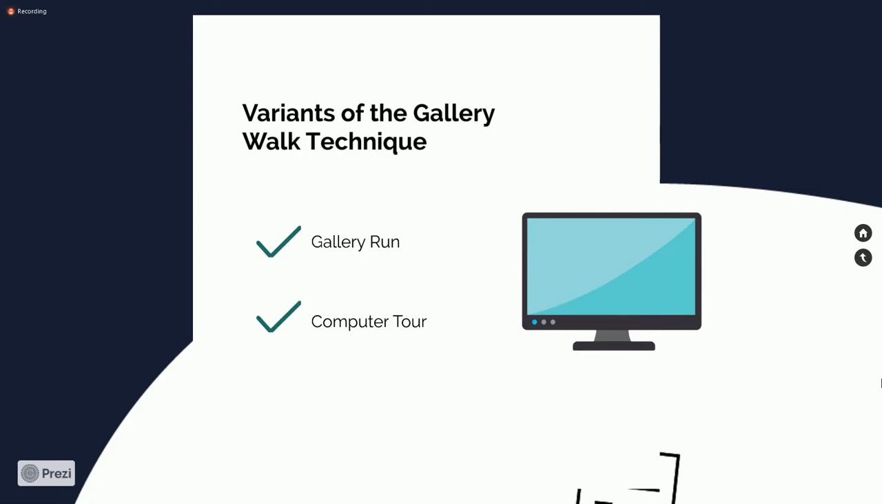2. Computer tour. Computer tour is carried out the same way as a gallery walk, except the question or image to be discussed at each station is pictured on a computer rather than posted on paper on the wall. The advantage of this approach is that images for discussion can quickly be posted.